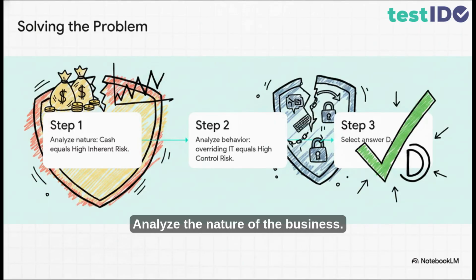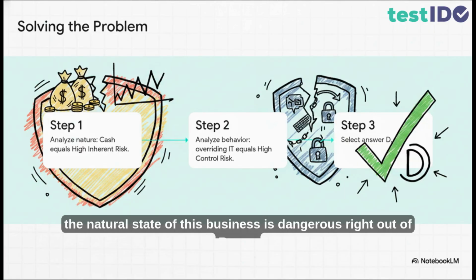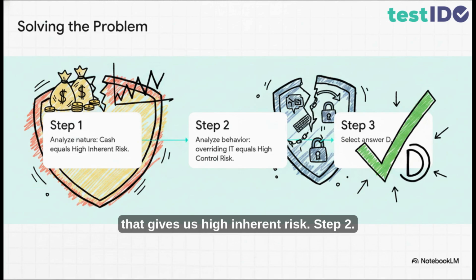Step 1, analyze the nature of the business. The prompt says cash in a volatile foreign market. Now, cash is highly susceptible to theft, meaning the natural state of this business is dangerous right out of the gate. Boom, that gives us high inherent risk.